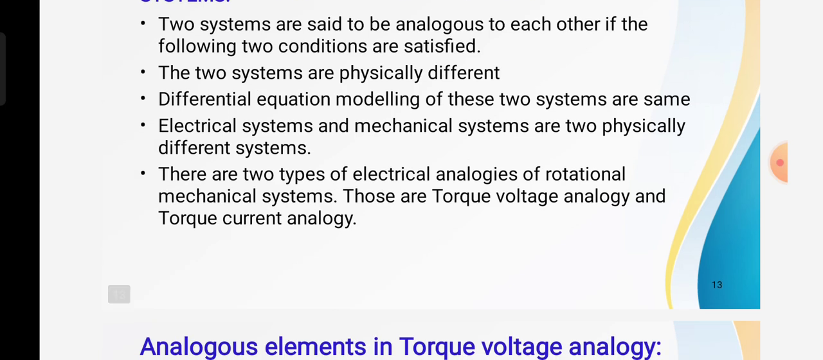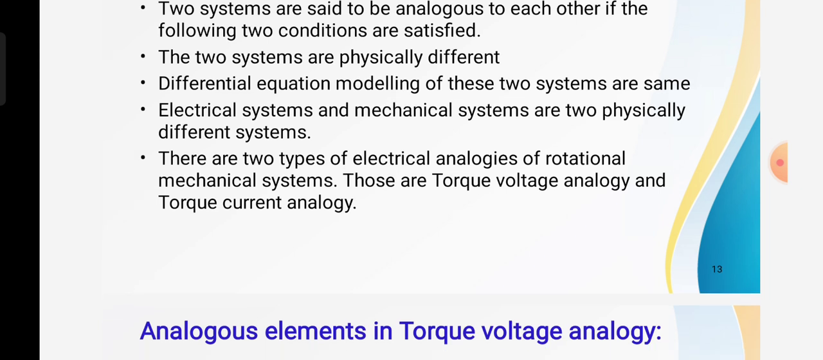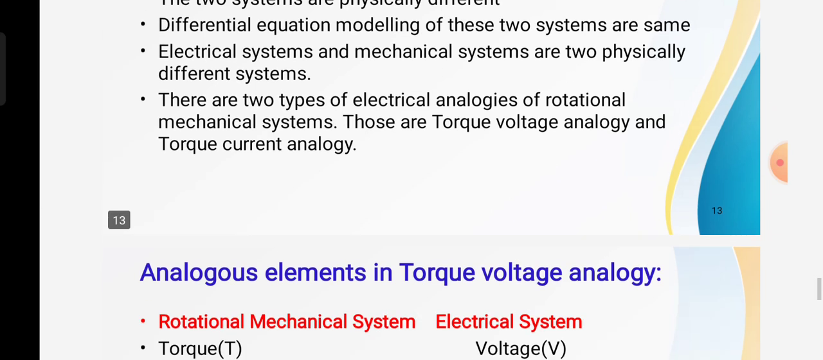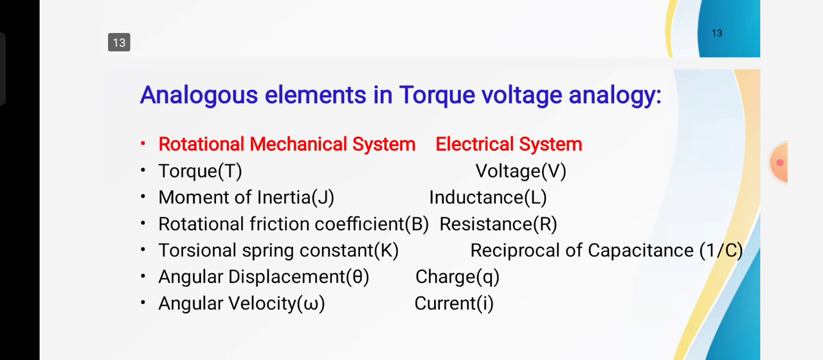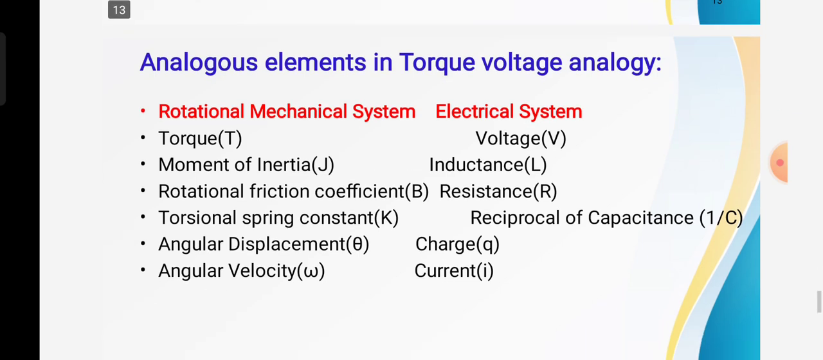The electrical systems and mechanical systems are two physically different systems. There are two types of electrical analogous of mechanical rotational systems. One is the torque voltage analogy, the second is the torque current analogy. Analogous elements in torque voltage analogy: the torque in a rotational mechanical system is analogous to voltage in an electrical system.